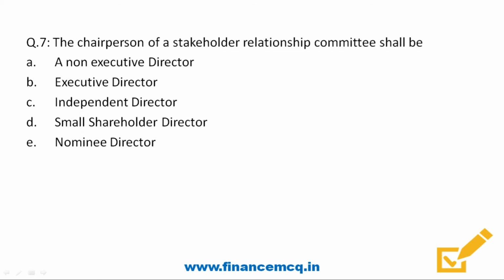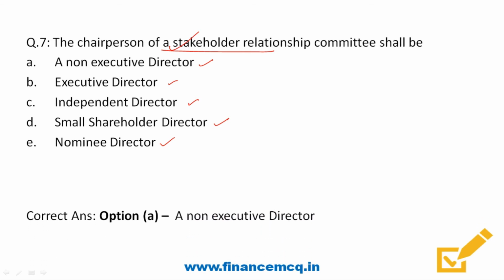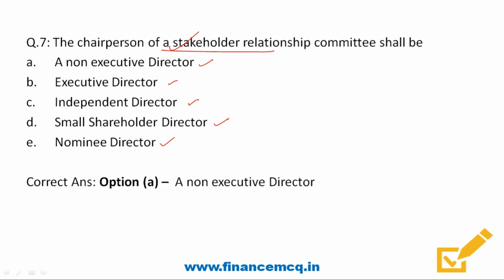Moving on, next question, the chairperson of a stakeholder relationship committee shall be a non-executive director, executive director, independent director, small shareholder director, and last option, nominee director. So friends, remember that the chairperson of a stakeholder relationship committee will be a non-executive director. So friends, the correct answer is option A, non-executive director.